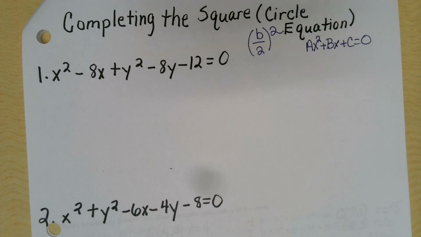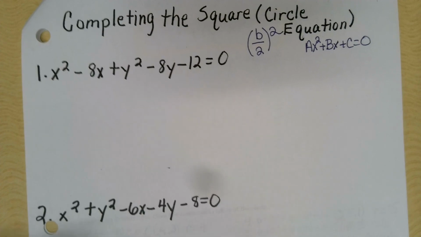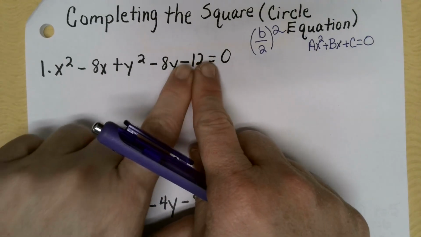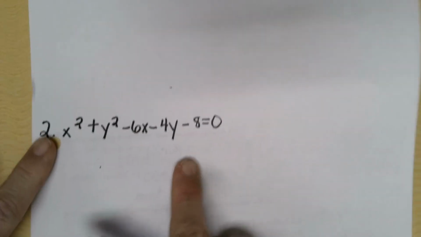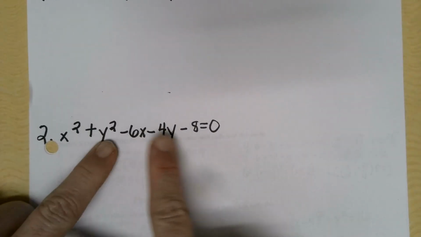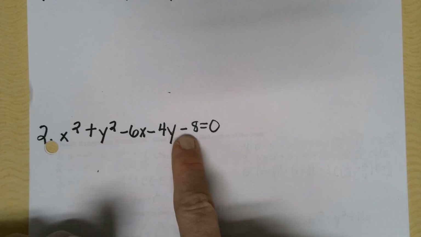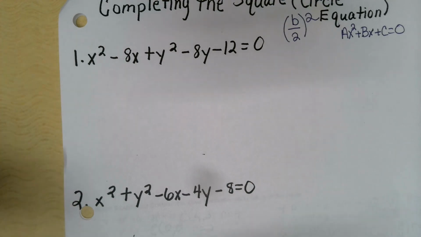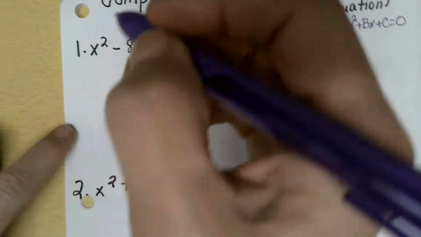All right, so let me go over the steps to complete the square. First of all, we group the letters together that go together. In this problem, the x's go together, the y's go together, this 12 is all by itself. Down here, we're going to group these together, and the 8 is by itself. So first thing we do is group it together, and we leave a space. Okay, so watch what I do.